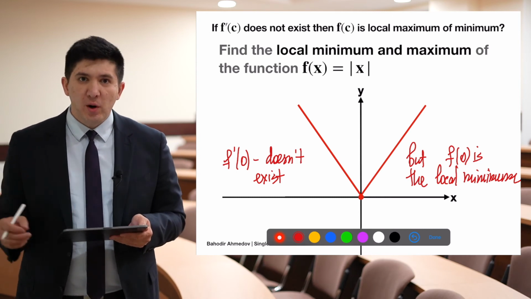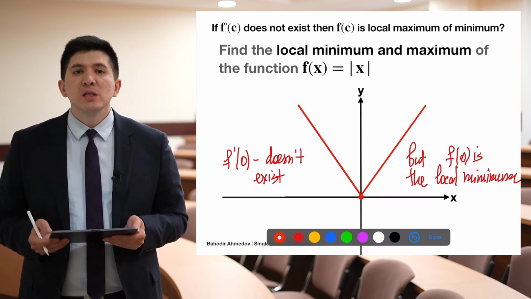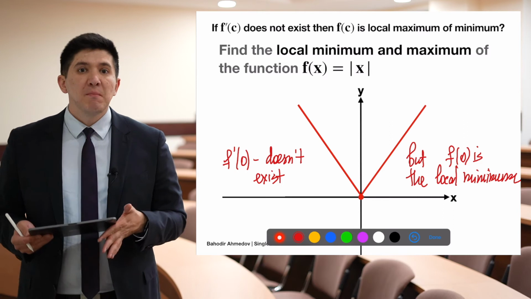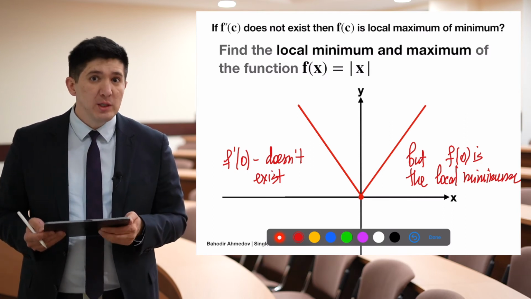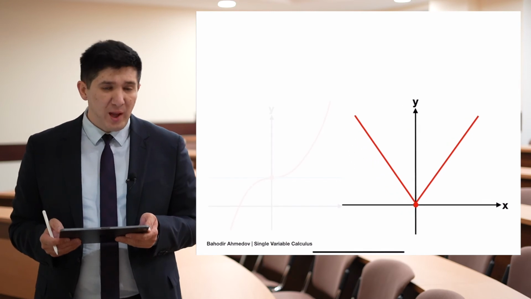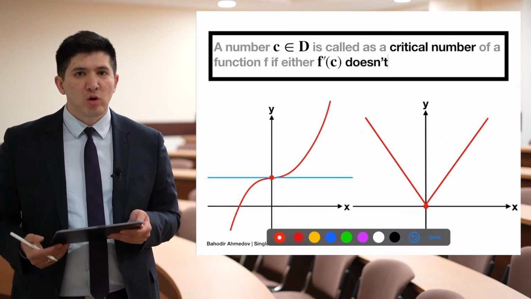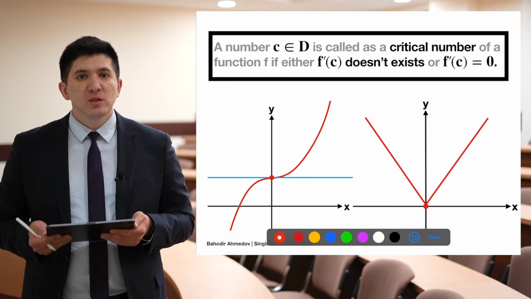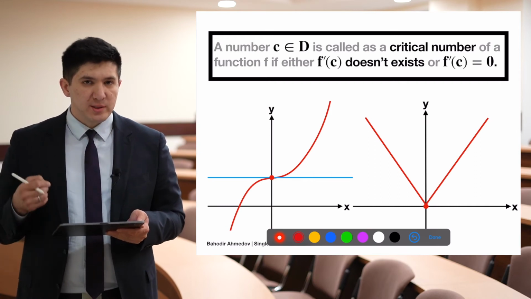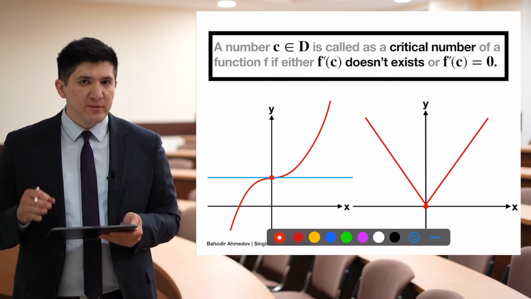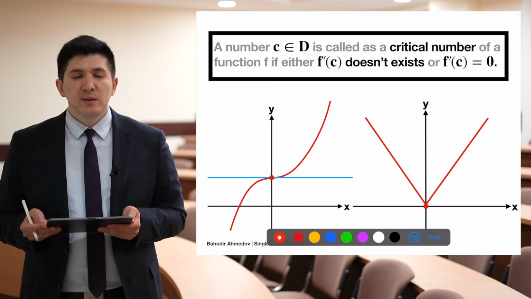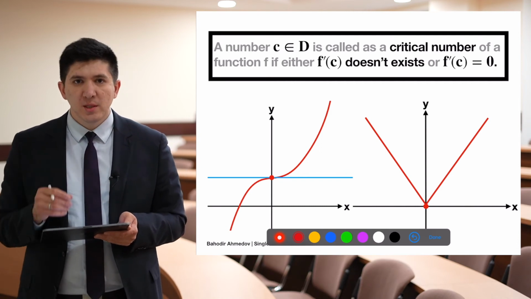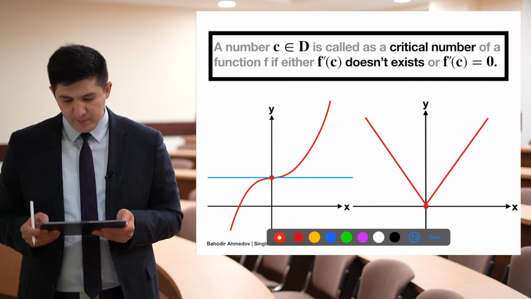So these two types of points are very important. The points where the derivative is equal to 0 and the points where the derivative doesn't exist might be local minimum or local maximum points, and we call them the critical points. And whenever we look for the local minimums and local maximums, we're going to search for them using these points. So a number c is called a critical number if either the derivative doesn't exist at this point, or the derivative is equal to 0. So we can see here from these two examples what those critical points mean.